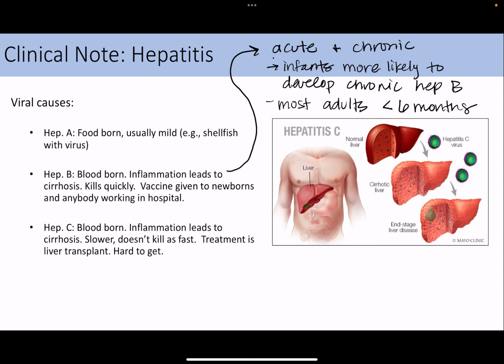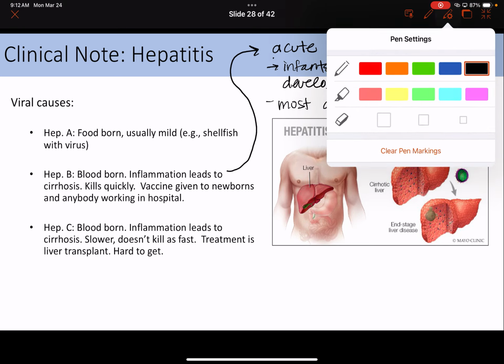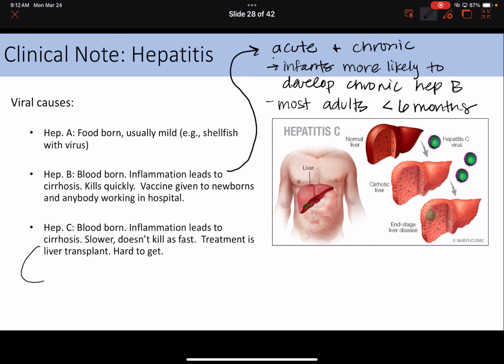Hepatitis C is also bloodborne. Inflammation leads to cirrhosis as well. It's slower and doesn't kill as fast, but the treatment for this would be a liver transplant, which are very hard to get. Hepatitis C is the most important infectious liver disease.